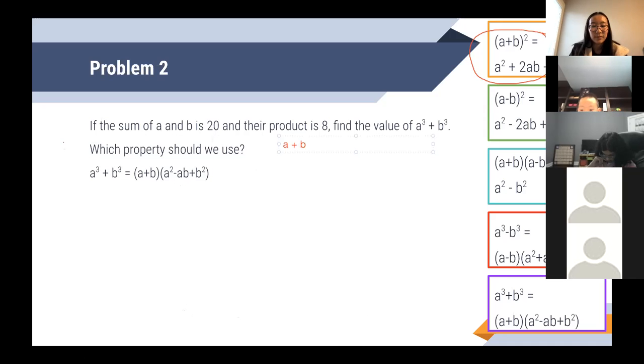And then now we have their product is 8. So the product of A and B is 8. So that would just be AB equals 8. Let me write that really quick.